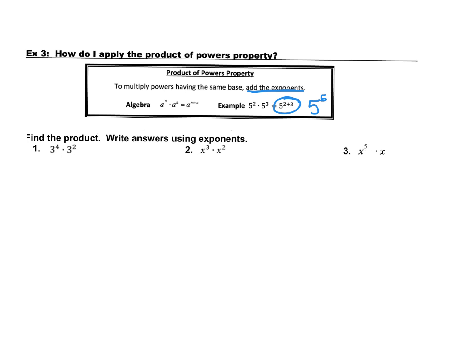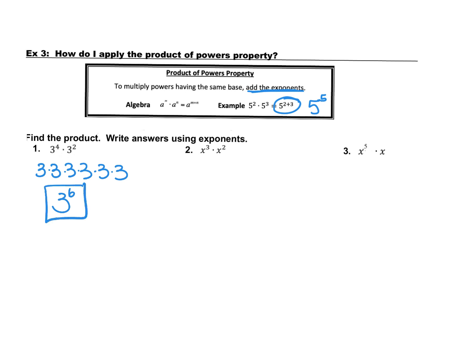So we have 3 to the 4th times 3 to the 2nd power. And what that looks like is that we have these 4 3s. We have 3 times 3 times 3 times 3. And we're multiplying that by another 2 3s. And so when I go to count up all the 3s that I have here, I have 6 3s, giving me 3 to the 6th power.